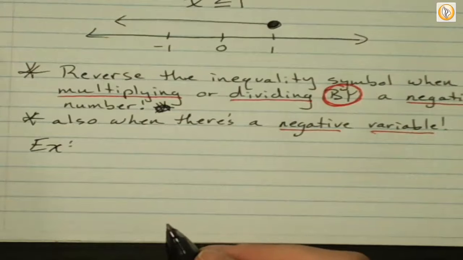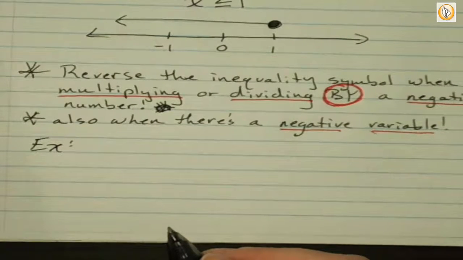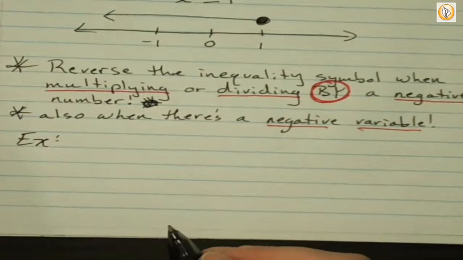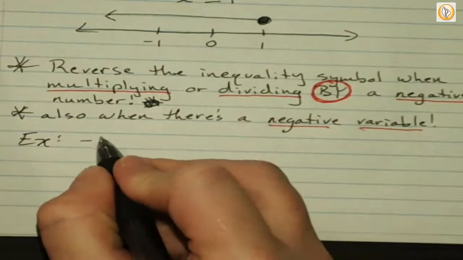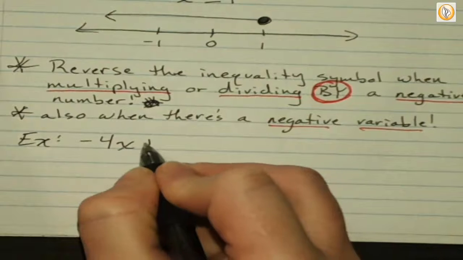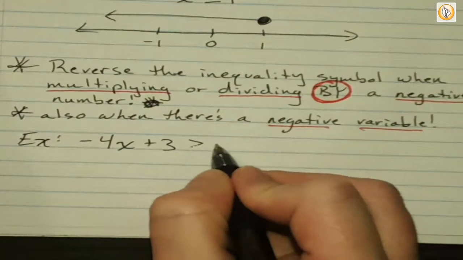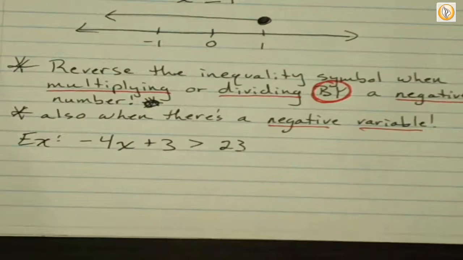All right, here we go. I'm going to wait till Kelly's ready. Are you ready? Joseph, you got it? Okay. Negative 4x plus 3 is greater than 23.